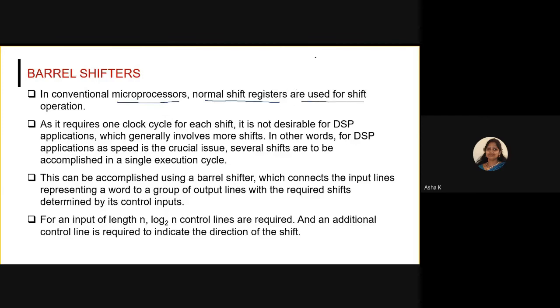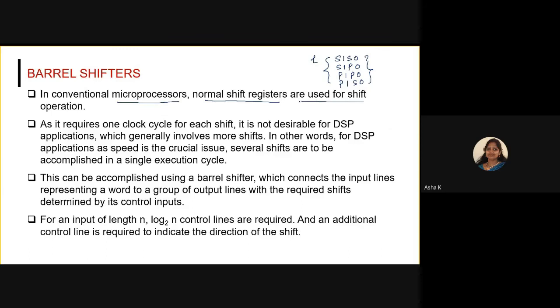I hope that in your digital signal design classes, your digital electronics classes, you might have learned about shift registers: SISO, that is serial in, serial out, then SIPO, serial in, parallel out, then PIPO, parallel in, parallel out, then parallel in, serial out. These are the different types of shift registers, left shift operation and right shift operation, that you have learned in your logic design or digital electronics classes. So they required only the normal shift register to perform the shifting operation.